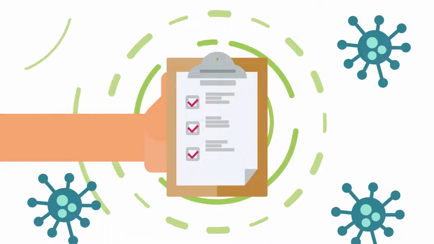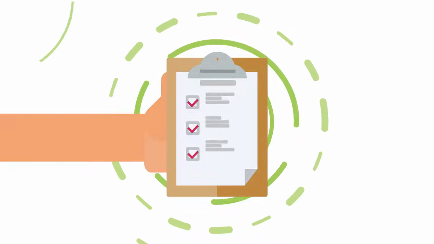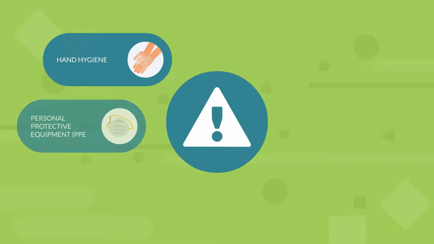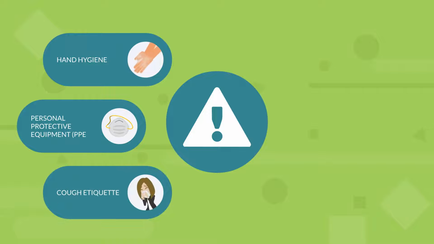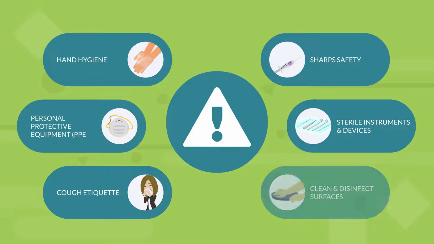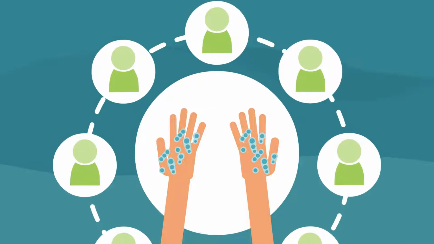Standard precautions are the minimum infection prevention practices that apply to all patient care. Standard precautions include the following: hand hygiene, personal protective equipment or PPE, cough etiquette, sharp safety, sterile instruments and devices, clean and disinfect surfaces.